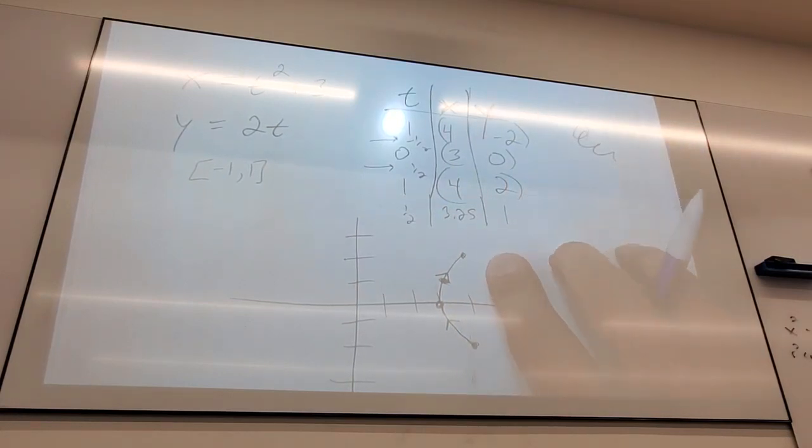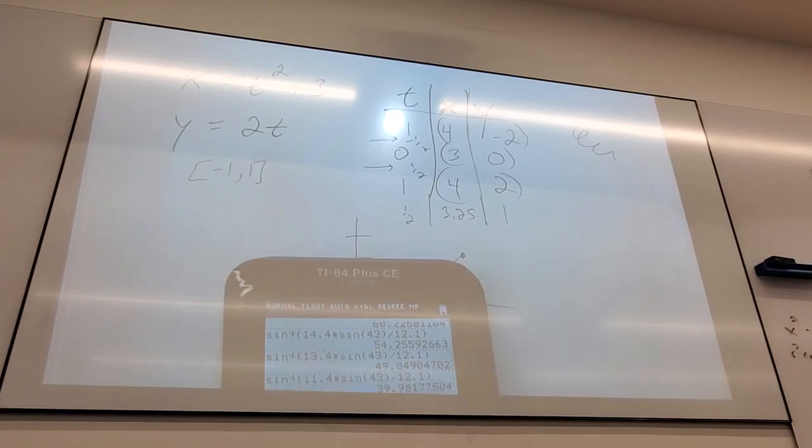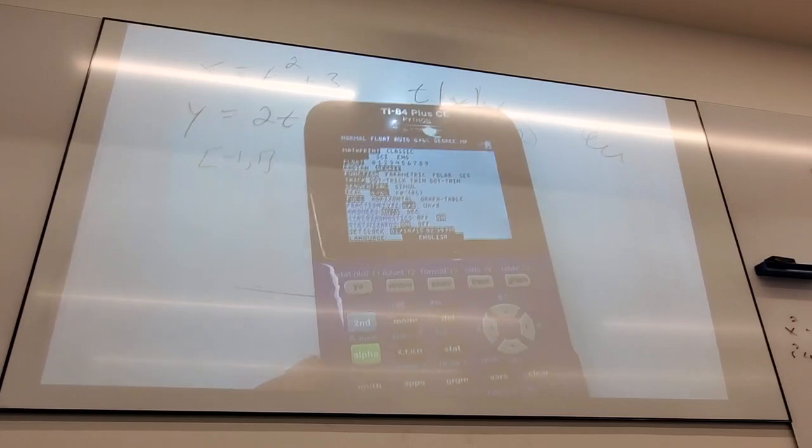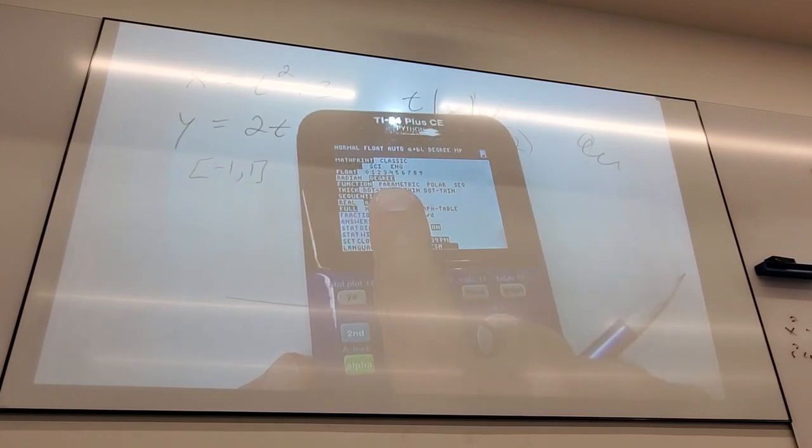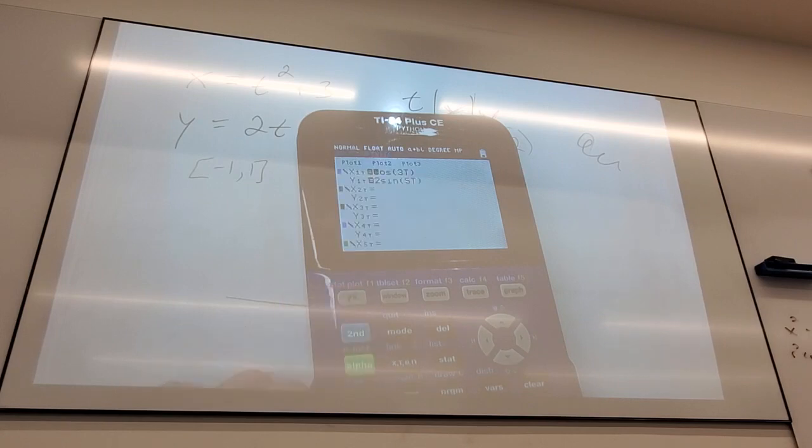Because you could also check, how would I check this? Put it in the calculator. You got the parametric mode we talked about, right? Here's one extra thing. I don't remember if I told you about the calculator with this. Let me make sure I'm in parametric. So there's parametric there. If you put it into parametric mode and you hit y equals, you get this.